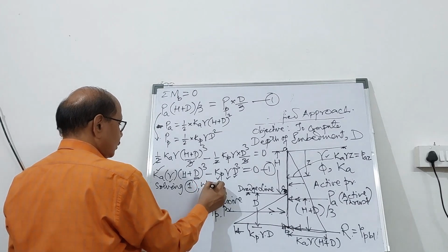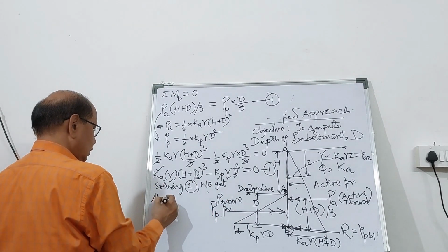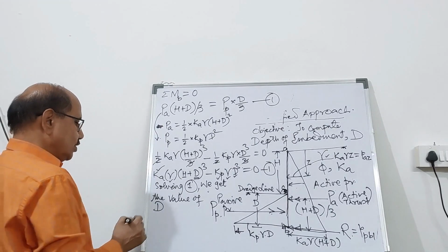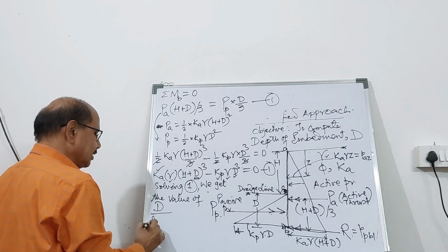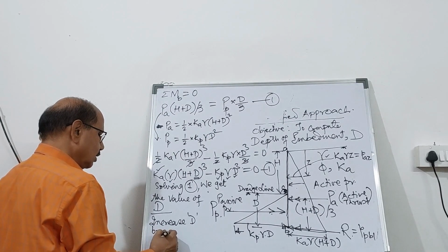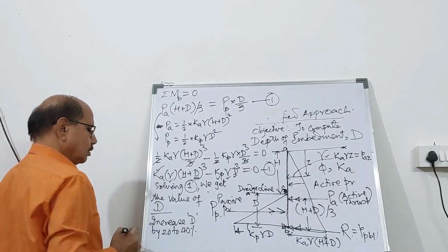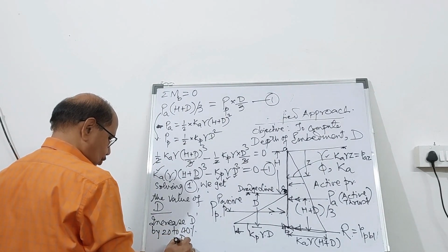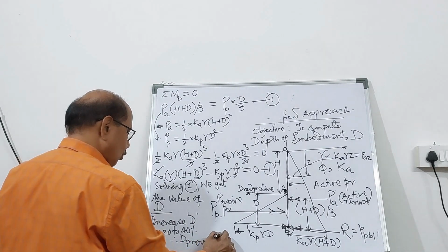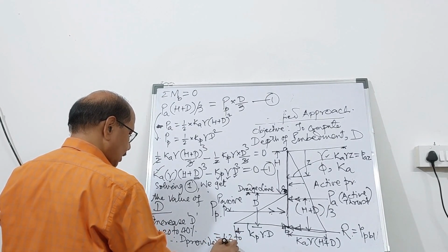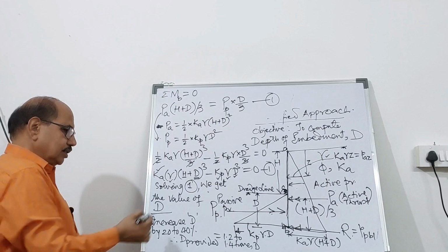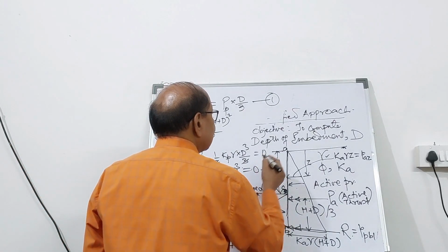we get the value of D. Once you get the depth of embedment, increase D by 20 to 40%, and therefore you can calculate the D provided equal to 1.2 to 1.4 times the calculated D. So this is how the simplified approach can be used.